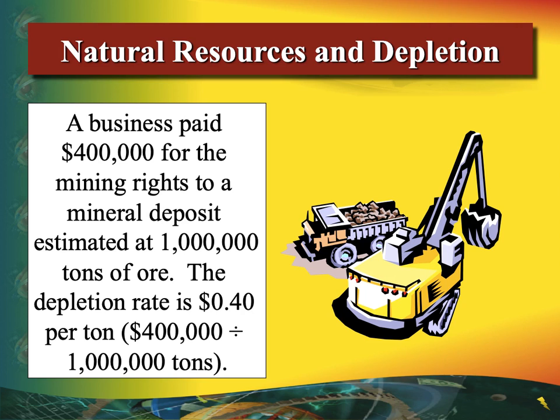You can calculate it by dividing $400,000 by 1 million tons. So it becomes the depletion rate. Yeah, it's pretty easy, just divide it.